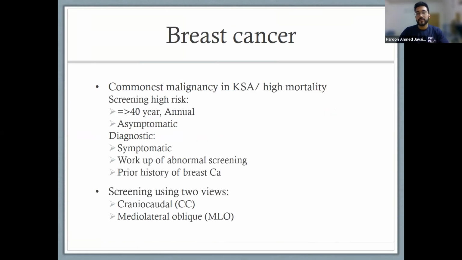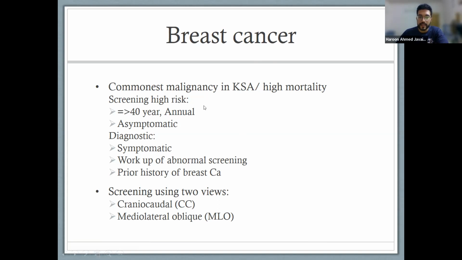So let's start. So breast cancer is one of the most common malignancies in KSA. It has a very high mortality. It's the most common cancer among women leading to death. So we go for screening, right? So again, what is screening? We test normal individuals who we think are at high risk to be able to catch the cancer early, to be able to have better outcomes of the treatment, right?